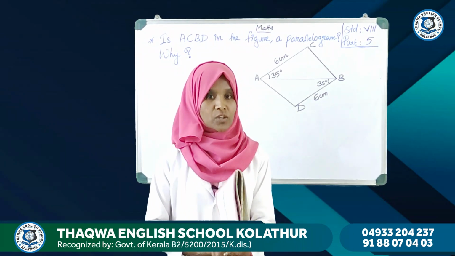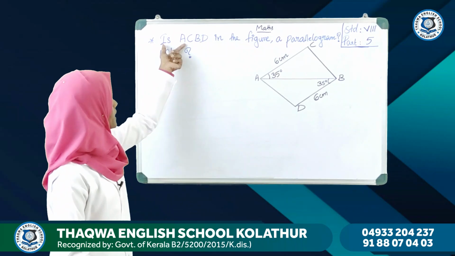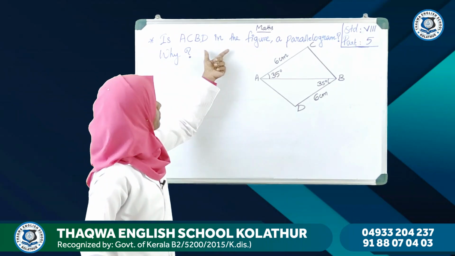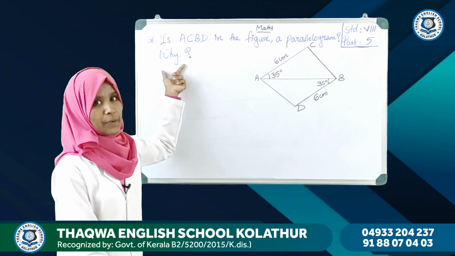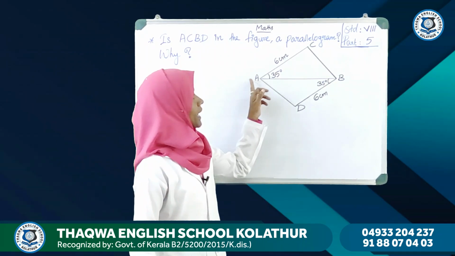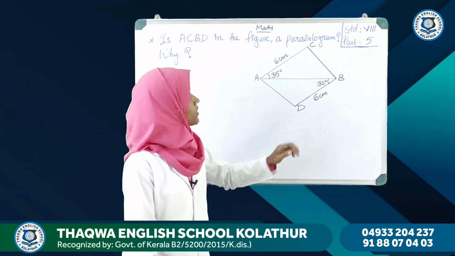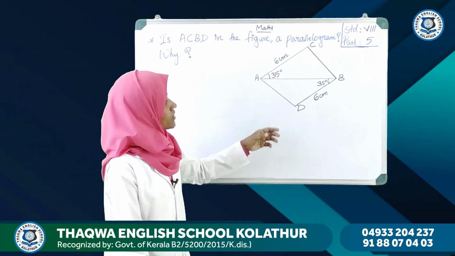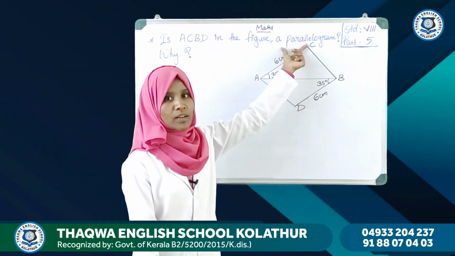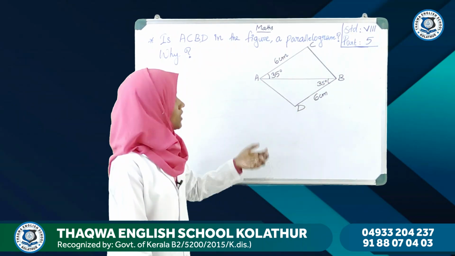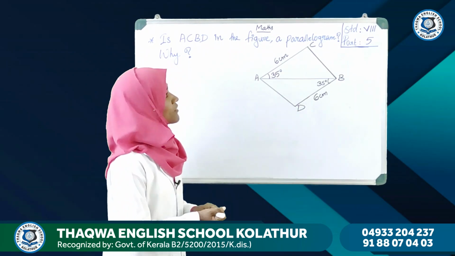Okay. So, our first question is: is ACBD in the figure a parallelogram? Why? ACBD is a quadrilateral. Now, we want to check whether this quadrilateral ACBD is a parallelogram or not. Now let us use the given conditions. What are the given conditions?